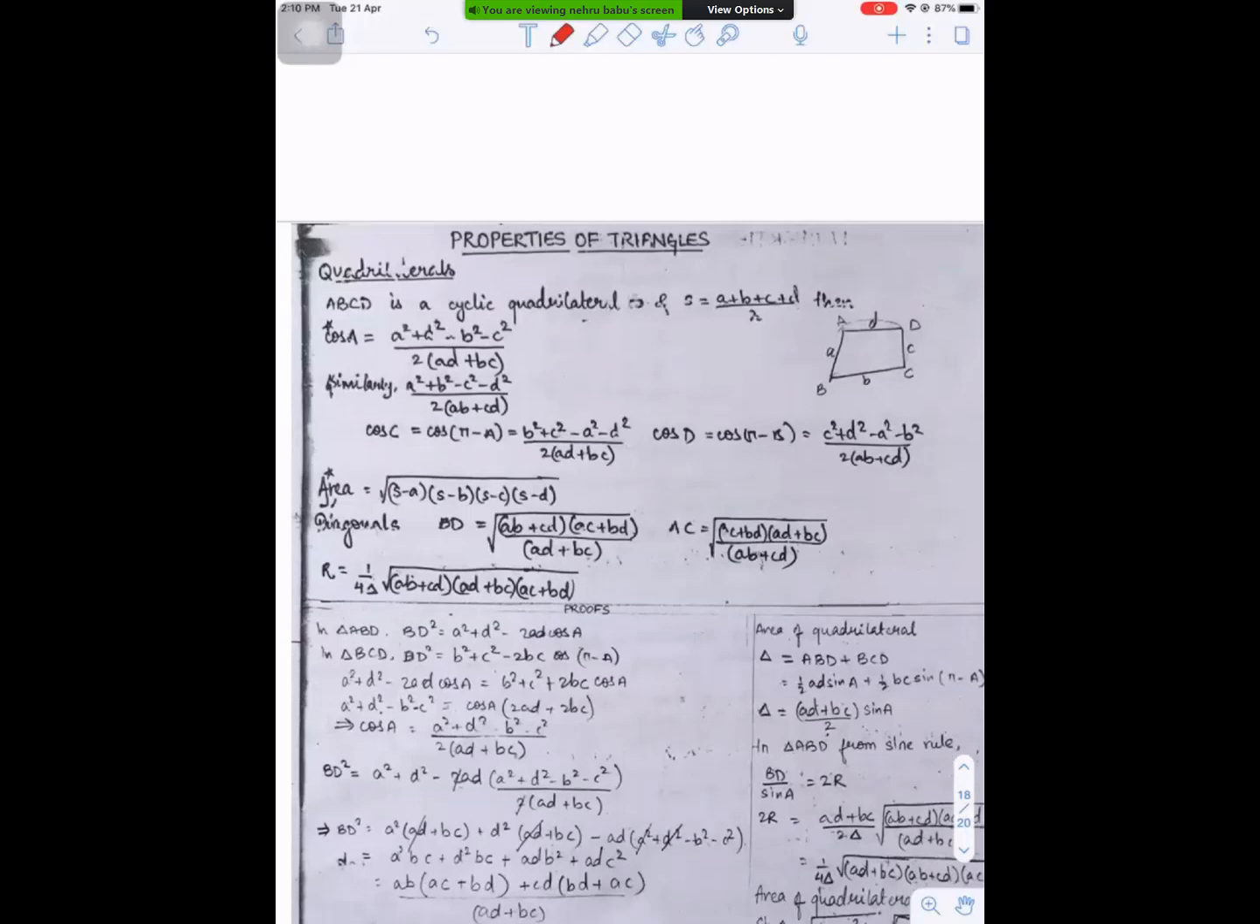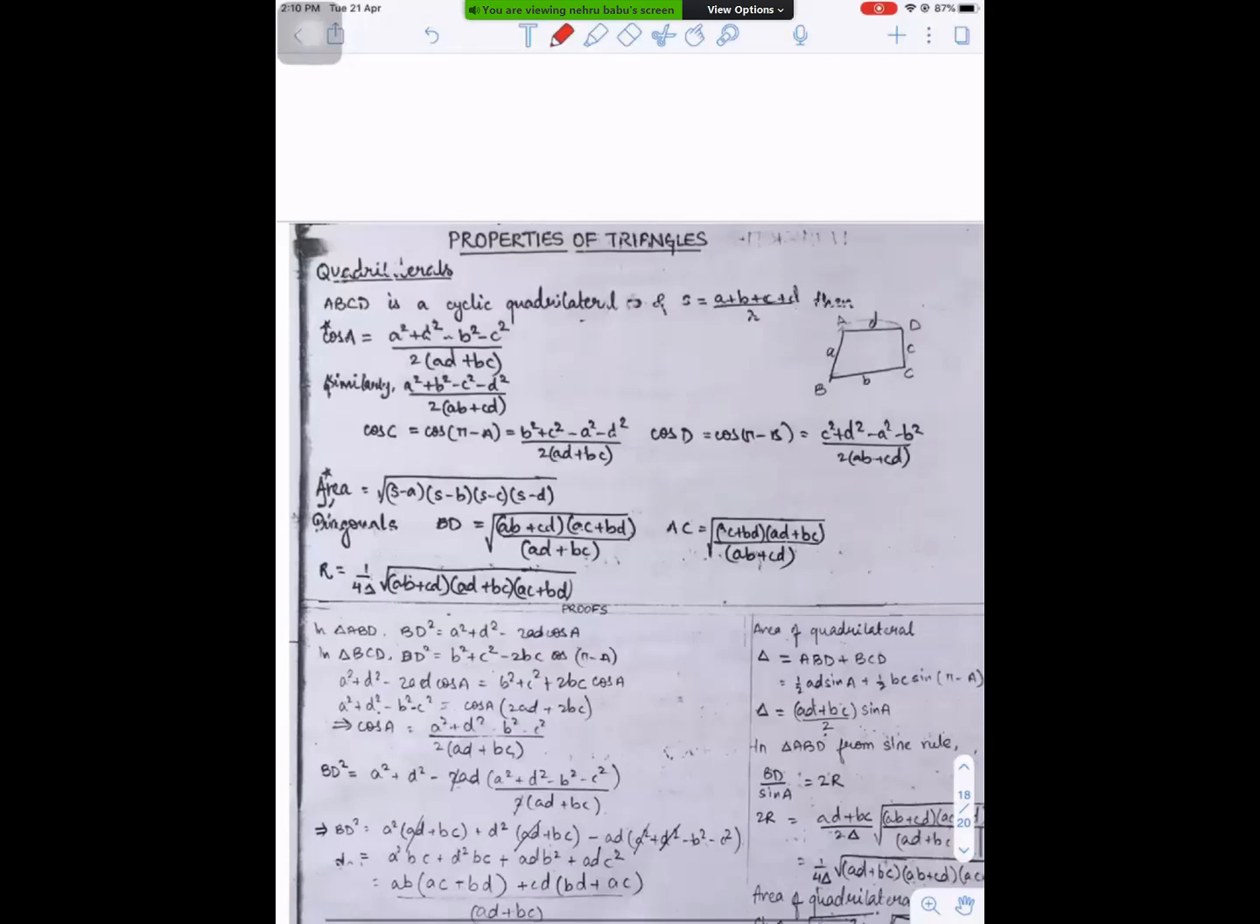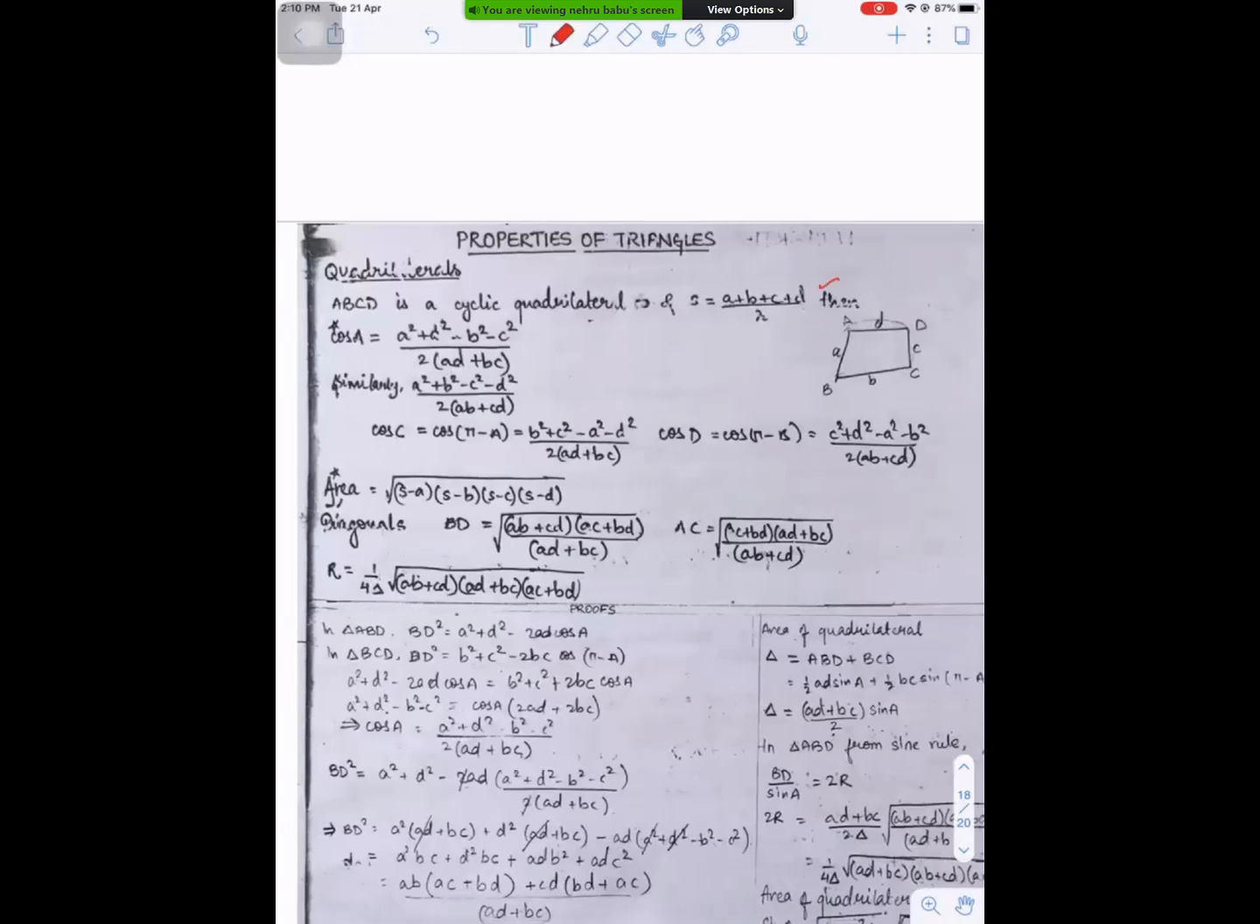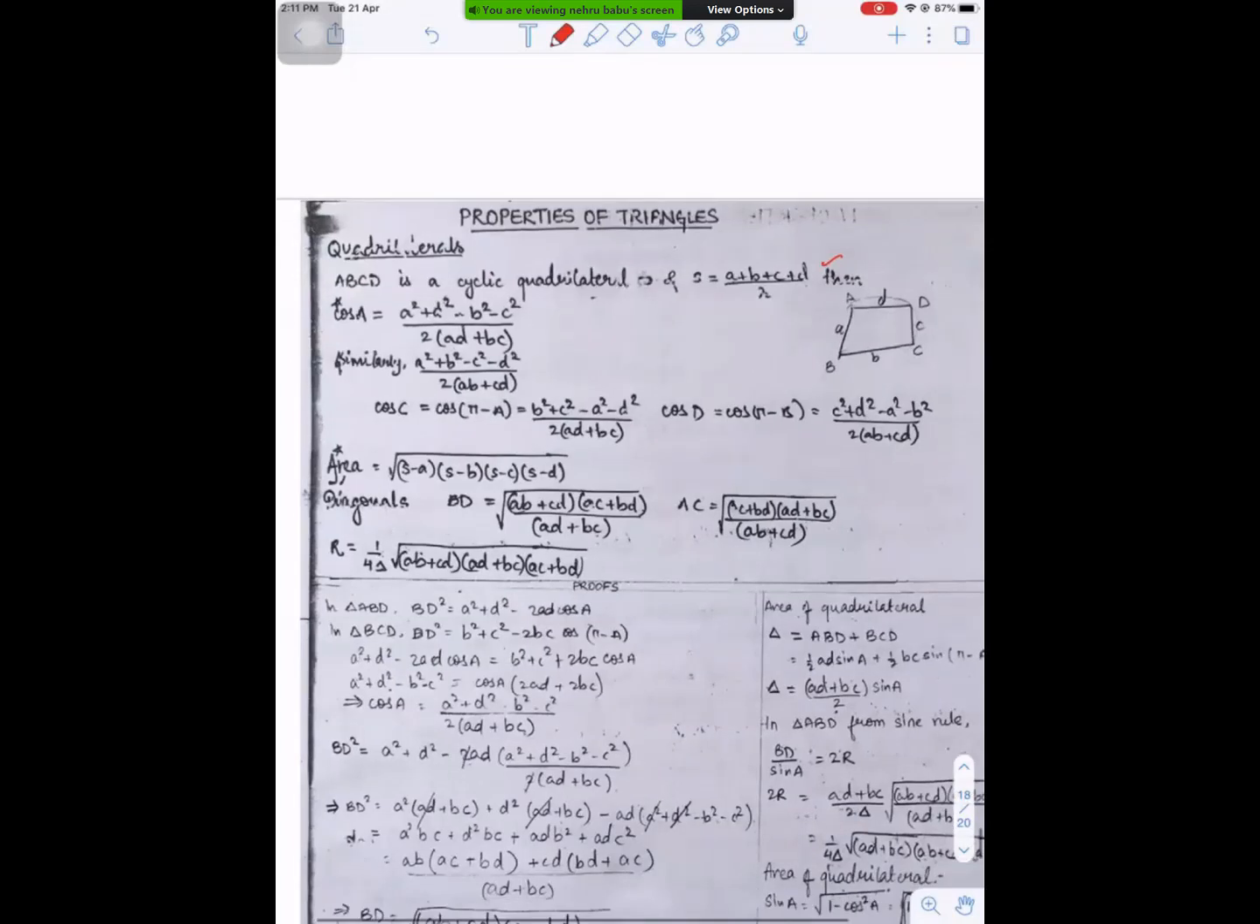Next result is cyclic quadrilateral. If ABCD is a cyclic quadrilateral, then S equals (a plus b plus c plus d) by 2. And here the cos A formula is exactly the same as our triangle formula: adjacent sides squared minus opposite sides squared, cos A equals (a square plus d square minus b square minus c square) by 2 times (ad plus bc). Okay, this is the formula. This is cos A.